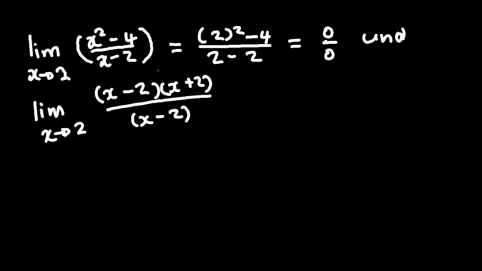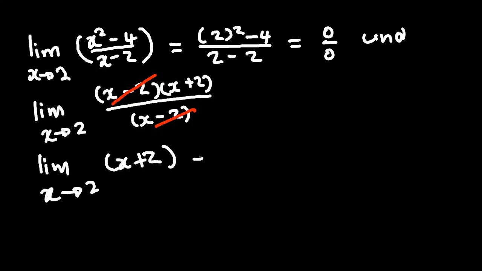Now this x minus 2 cancels out with this x minus 2. So I'm left with the limit as x approaches 2 of x plus 2, and then we can apply direct substitution, because we will no longer be dividing by 0. Our function is now divided by 1, which is defined. So we substitute our 2 in place of x, and we get 2 plus 2, which gives us 4. This limit is equal to 4.